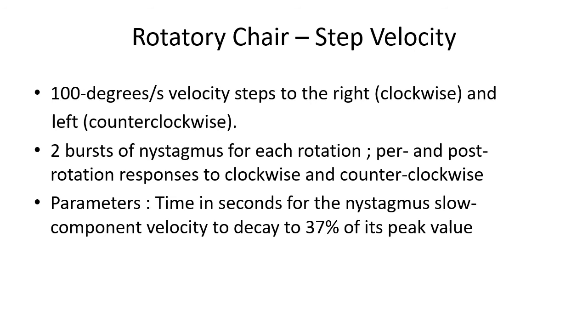There will be a per-rotatory nystagmus, which starts with the initial acceleration of the chair, and the post-rotatory nystagmus, which starts with the complete stop of the chair. So the derived parameter of this test is the TC, or time constant, the time in seconds for the nystagmus slow component velocity to decay to 37% of its peak value. So overall, 4 time constants are identified for each patient.